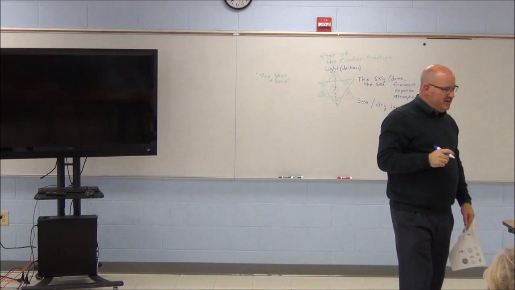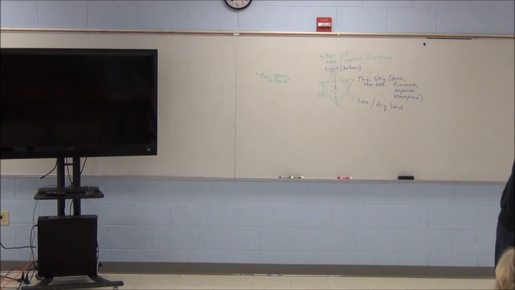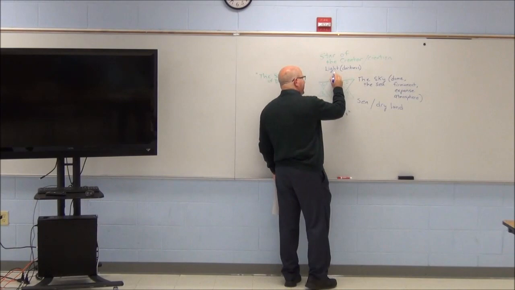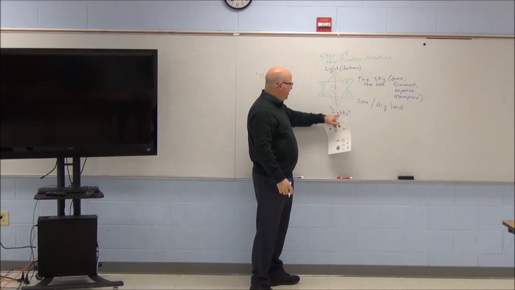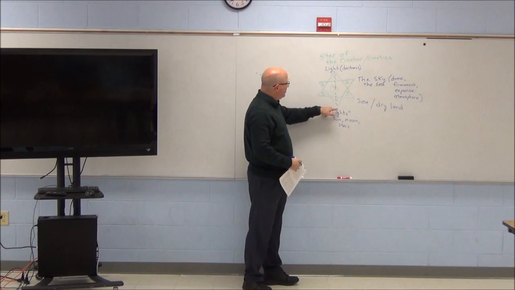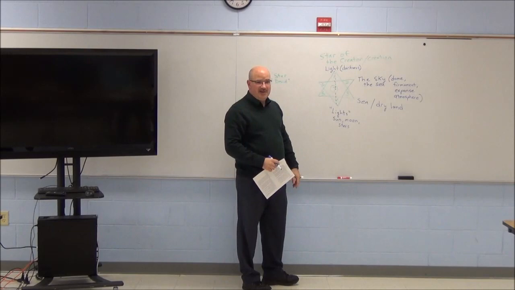Okay, so lights. The lights are the sun and the moon and the stars, right? What God creates here is not just light in general. He's creating the thing we call light. These are the lights by which Moses means the sun, the moon, and the stars. So see how those correspond to light and darkness. These are the lights he creates on day four.